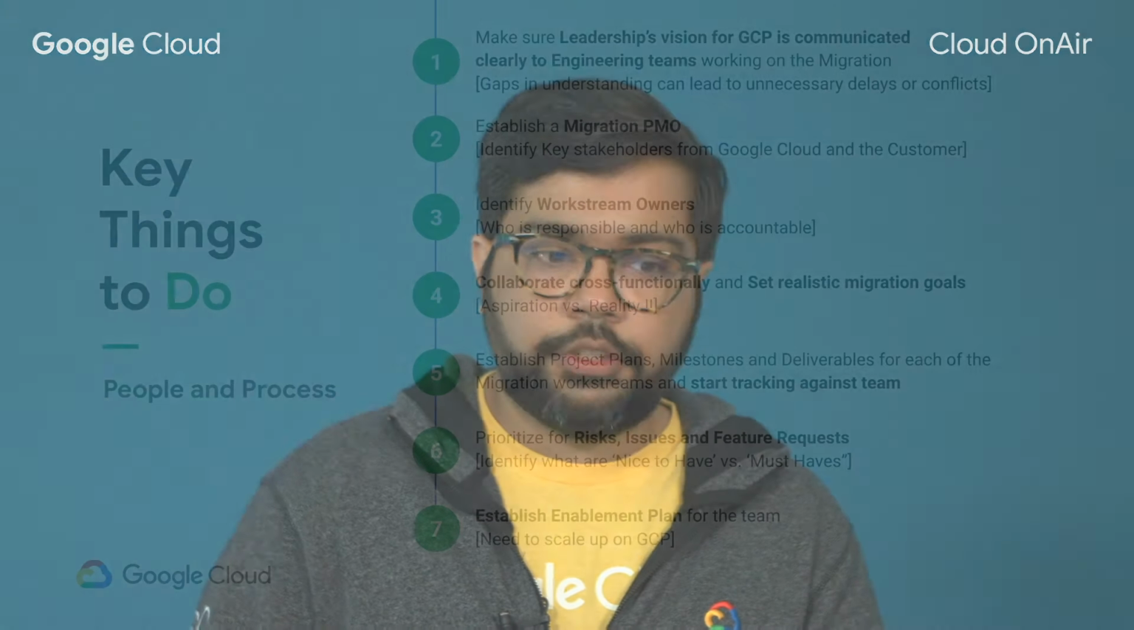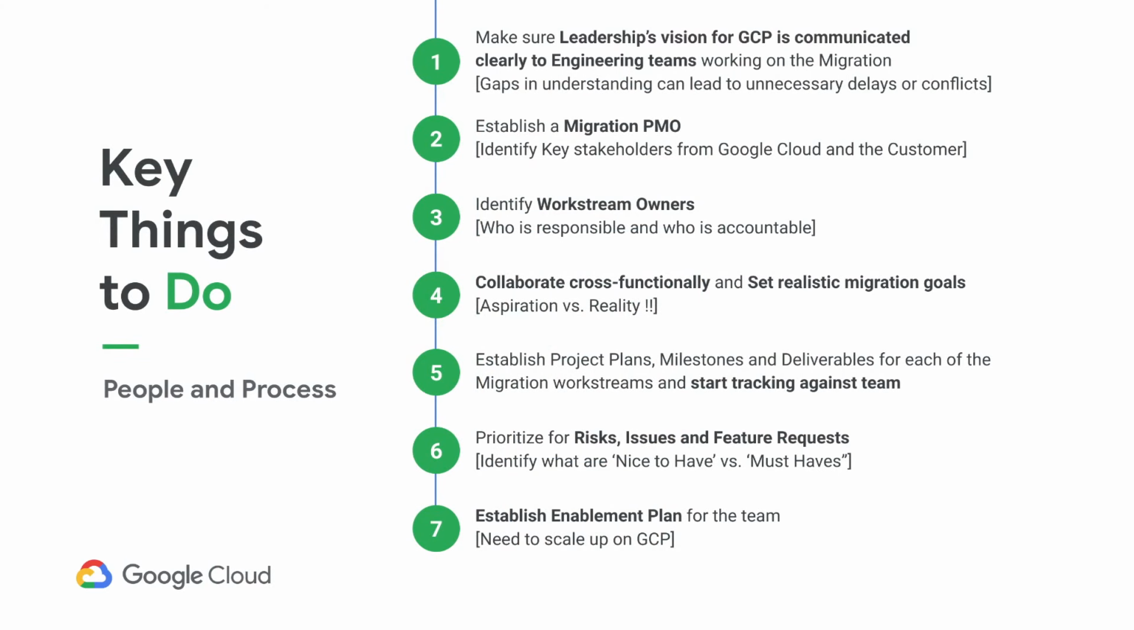You need to know who your key stakeholders are, not only from your customer side but also from Google's side. These are really important, and we need to integrate all of them into a migration PMO, as we call it. Related to that, identifying the workstream owners. It is really important to make sure that we identify who is responsible and who is accountable.